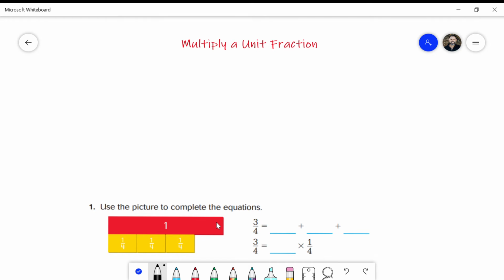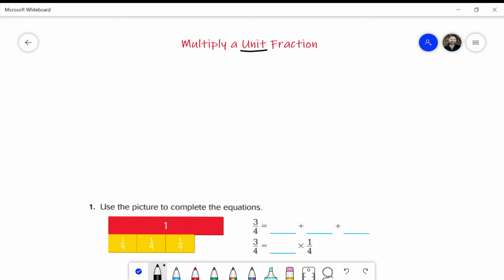This video we're going to talk about how we can start multiplying fractions. And so we want to start by multiplying a unit fraction. Now before we get into that, I just want to remind you what a unit fraction is. It's one piece, it's one part of the whole.